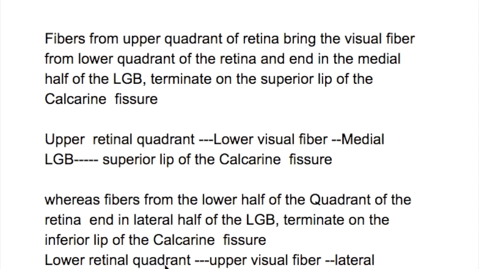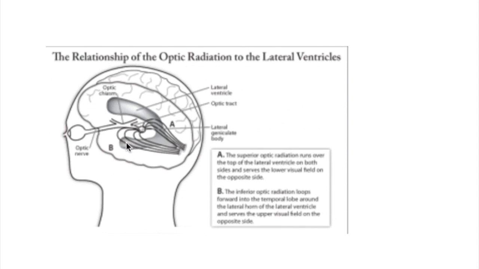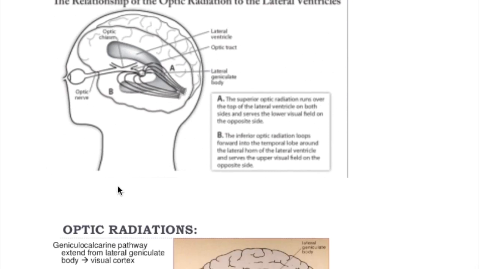So the lower retinal quadrant fibers bring the upper visual field and end up in the inferior lip of the calcarine fissure. The upper retinal fibers loop around the inferior horn of the lateral ventricle and then pass into the visual cortex, whereas the lower ones pass through the parietal lobe and through the internal capsule to go to the visual cortex.